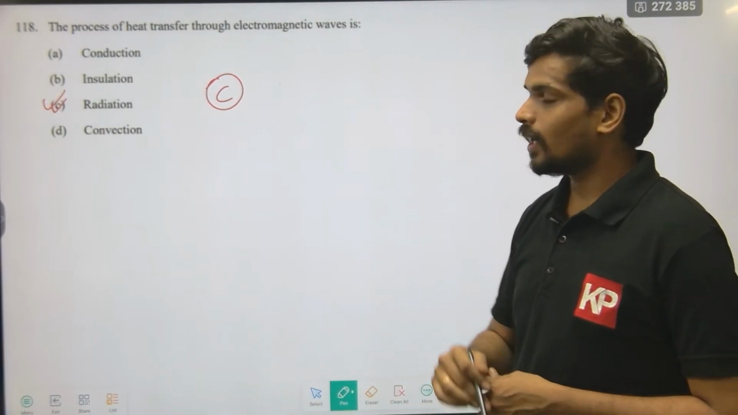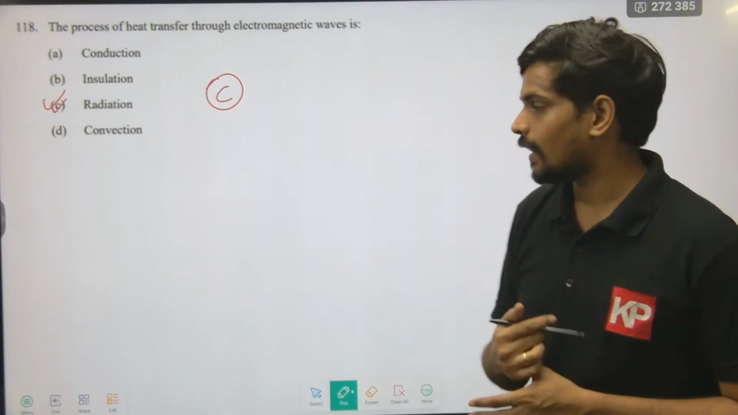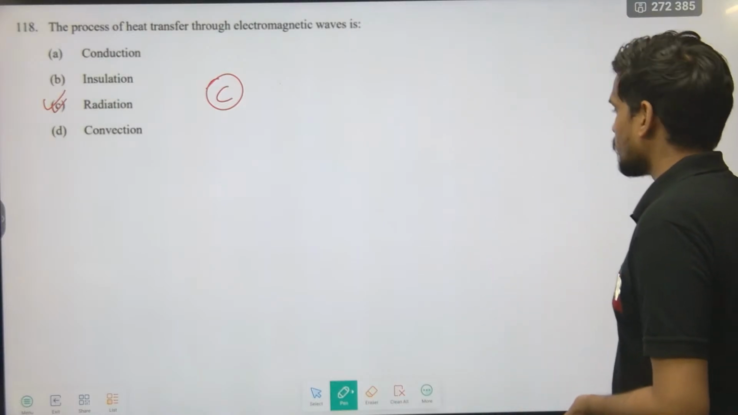Conduction, convection cannot be the answer. Insulation is also not a type of heat transfer at all. So radiation will be the appropriate answer.